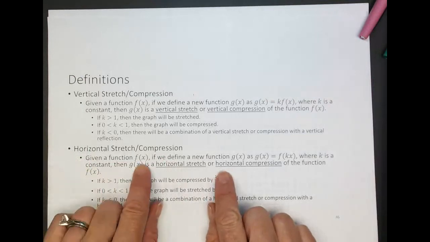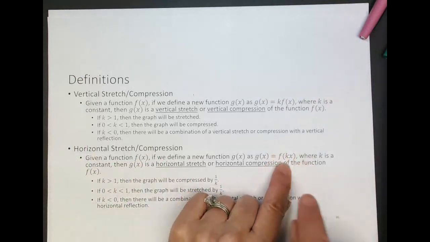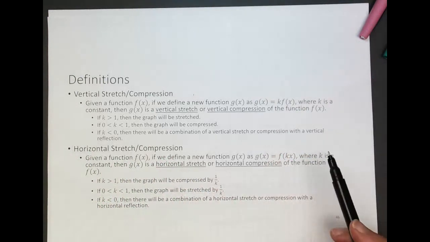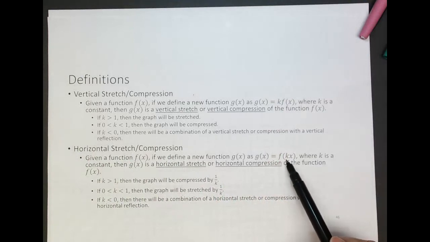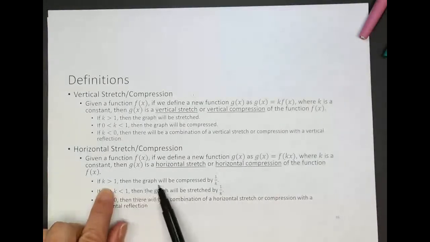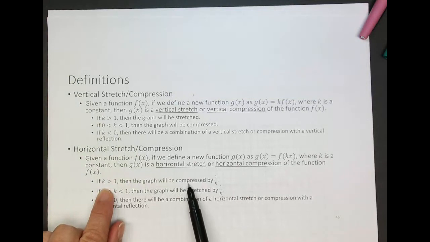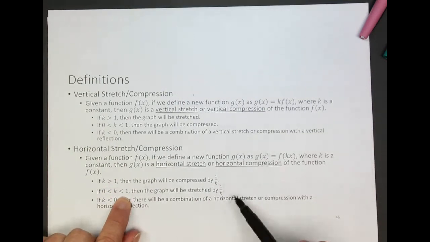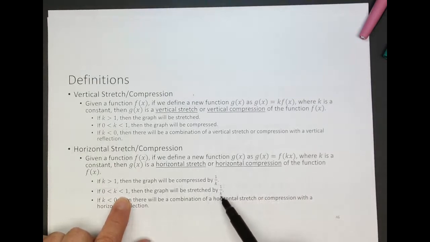All right, with this one, what's happening here? Well, here we're multiplying the input, or we're multiplying the x by some constant, okay? These horizontal stretches are counterintuitive, just like the horizontal shifts are. If this constant is greater than 1, what we're actually doing is compressing the graph horizontally by 1 over k. And if that constant is between 0 and 1, what we're actually doing is stretching that graph by 1 over k. Right? Stretching that graph.